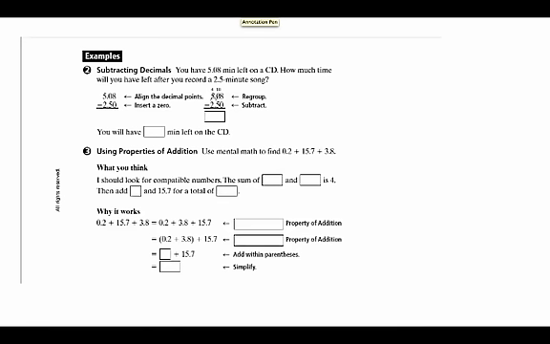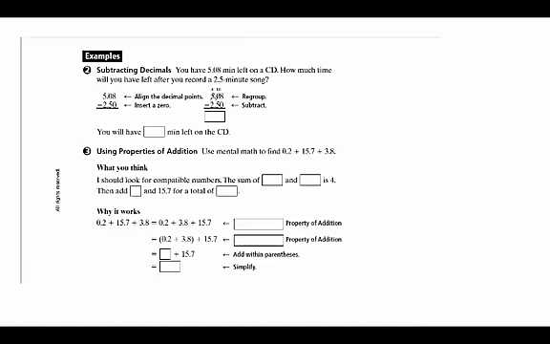For this next example, we're subtracting decimals. The problem is you have 5 and 8/100 minutes left on a CD. How much time will you have left after you record a 2 and 5/10 minute song? So we're going to take 5 and 8/100 minus 2 and 5/10. You can see that we've added a 0 so that all of the numbers line up. In this particular problem, we're going to have to do a lot of borrowing or regrouping.